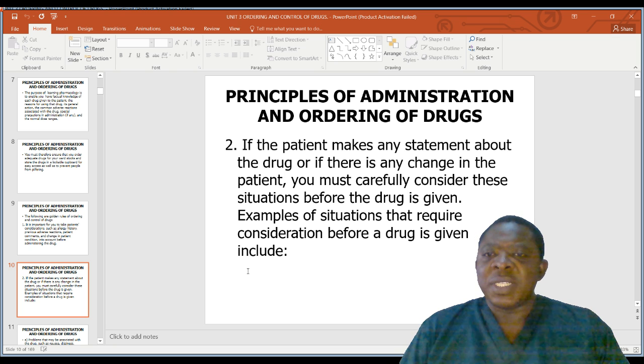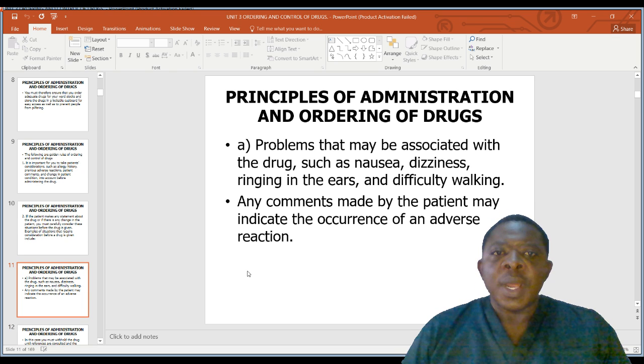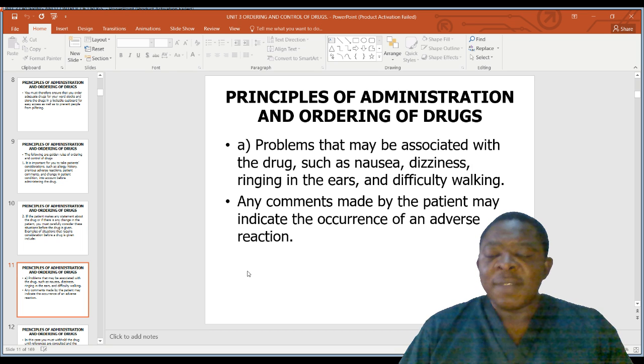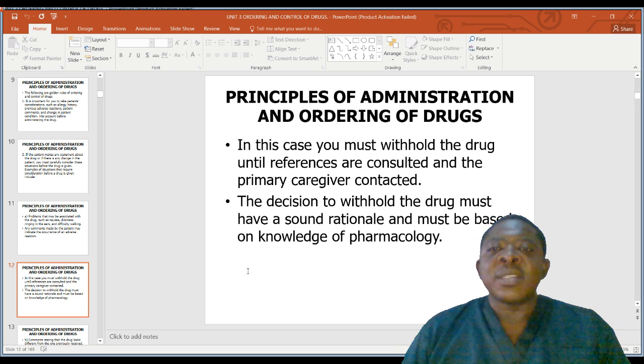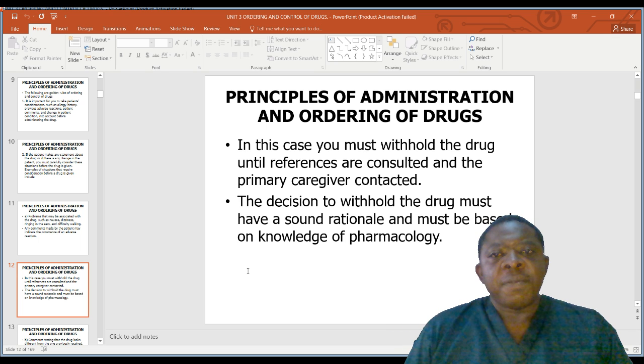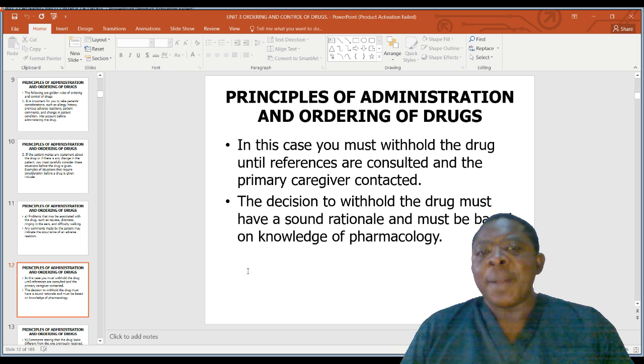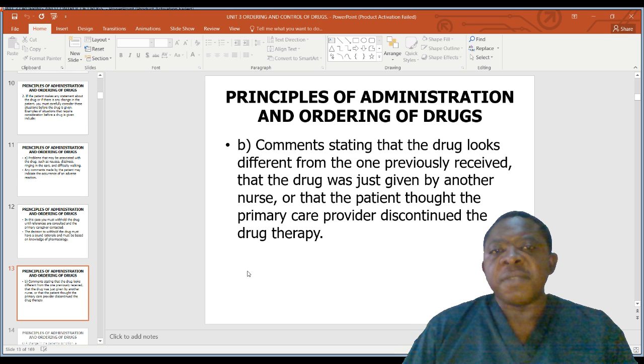Examples of situations that require consideration before a drug is given may include, one, a problem that may be associated with the drug, such as nausea, dizziness, ringing ears, and difficulties in walking. Or any comment made by the patient may indicate the occurrence of an adverse reaction. So in this case, you must withhold the drug until references are consulted and the primary caregiver is contacted. The decision to withhold the drug must have a sound rationale and must be based on the knowledge of pharmacology.